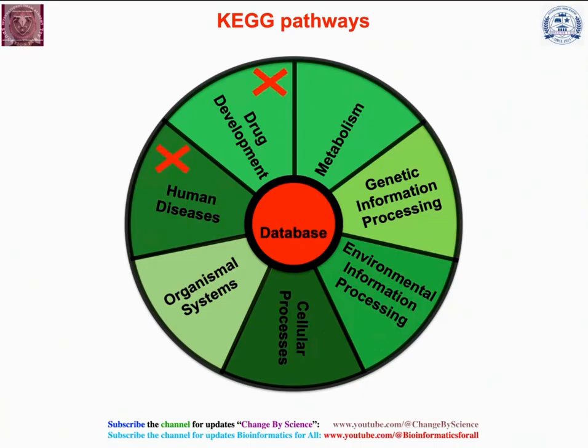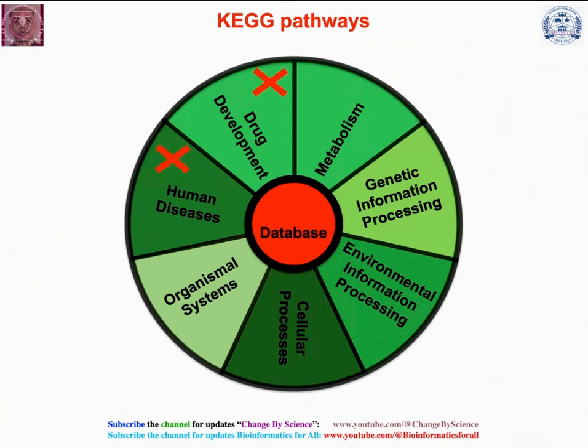So there are more or less 232 pathways in total, which are grouped into these 5 classes of pathways. For the purpose of developing our software, we have excluded the repetitive pathway classes, that is the drug development class and the human diseases class, and considered these 5 main classes only.